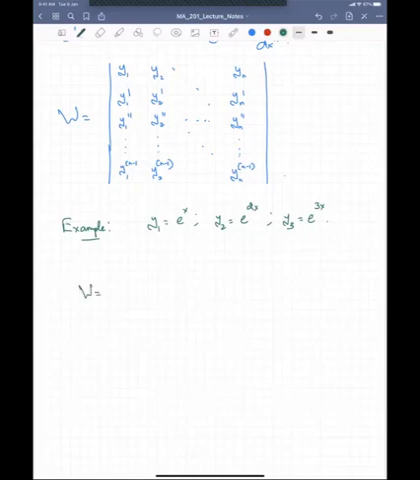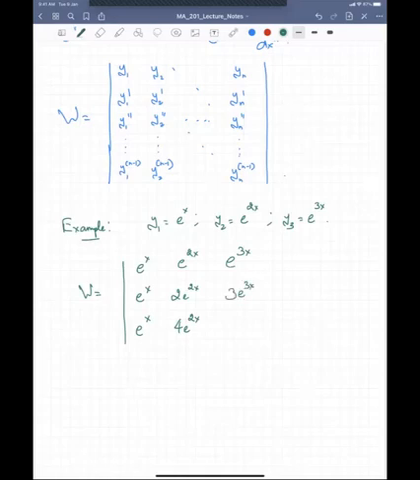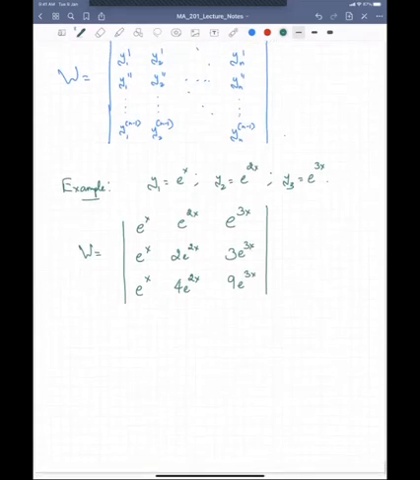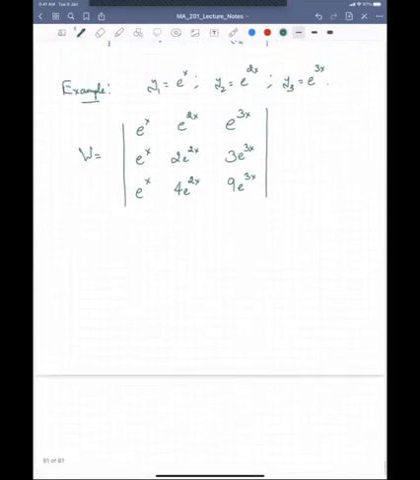So I will write down a Wronskian. Y1 is e to the x, y1 prime is e to the x, and y1 double prime is also e to the x. Okay, that's simple enough. Y2 is e to the 2x, y2 prime is 2e to the 2x, and this is 4e to the 2x. This obviously is e to the 3x, 3e to the 3x, and 9e to the 3x. Okay. And then you can go ahead and solve this determinant, and this determinant is obviously not equal to 0, as you can quickly verify.